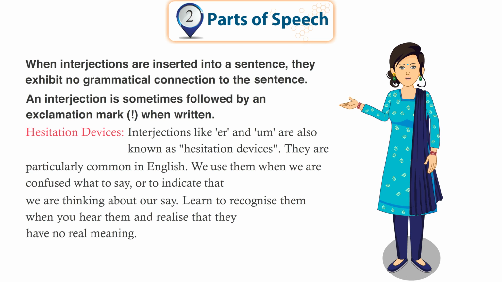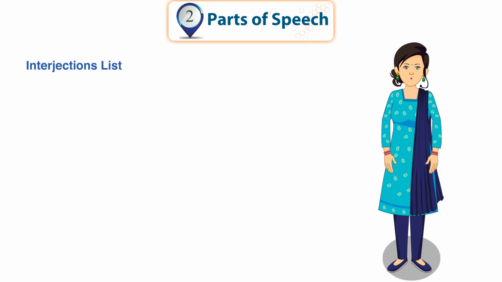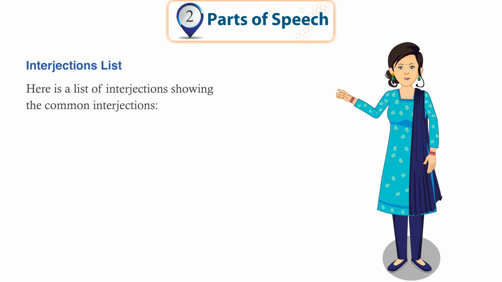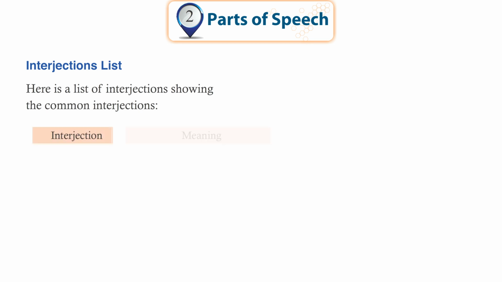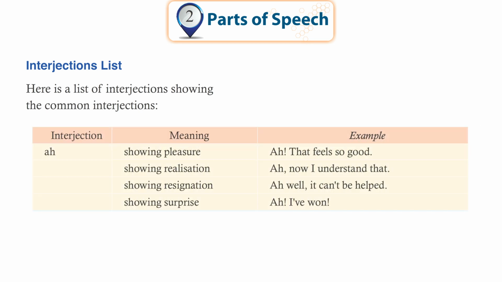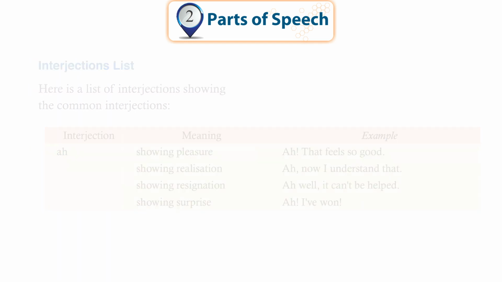Learn to recognize them when you hear them and realize that they have no real meaning. Interjections list. Here is a list of interjections showing the common interjections. Interjection, meaning, example. Ah, showing pleasure: Ah, that feels so good. Showing realization: Ah, now I understand that. Showing resignation: Ah, well, it can't be helped. Showing surprise: Ah, I have won.